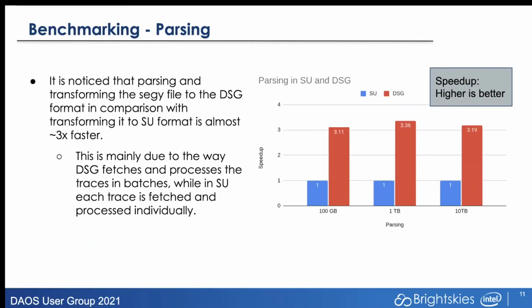In this slide, we compare the parsing function provided by Seismic Unix and our own parsing function. Whereas the DSG API parses traces in batches, the SU library reads each trace individually, greatly increasing the number of I/O operations, and converts it to their own native SU file format. This gives our API a 3x speedup compared to its counterpart in all Seg-Y file sizes.